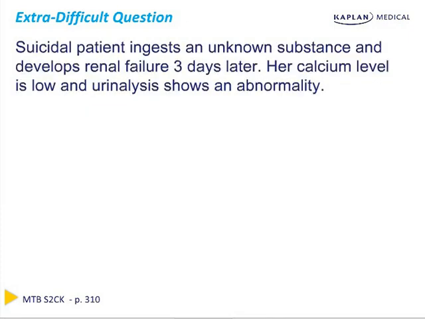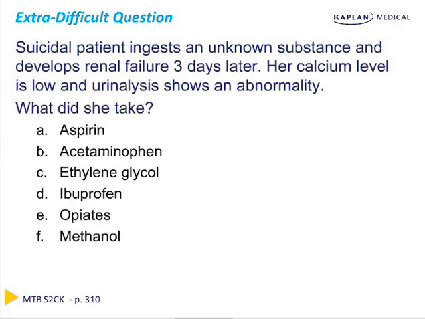Now let's talk about one last extra difficult question. Here we have a suicidal patient who ingests an unknown substance and develops renal failure 3 days later. Her calcium level is low, and urinalysis shows an abnormality. What did she take? Our options are aspirin, acetaminophen, ethylene glycol, ibuprofen, opiates, and methanol. So certainly all of these medicines can be taken in intentional overdoses for a suicide attempt, and several of them actually can cause kidney damage. So how do we go about picking the correct answer?